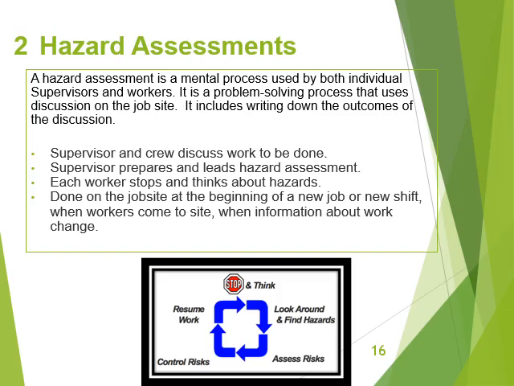Each worker stops and thinks about hazards, risks, and controls while working. Specifically assigned personnel review the hazard assessment data to identify ways to reduce hazards and risks on an ongoing basis. HAs are done on the job at the beginning of a new job or new shift, when new workers come on site, when the information about the work changes, for example changed plans or unexpected characteristics of the task, such as a new configuration of equipment, and whenever job site conditions change, such as weather, availability of tools, etc.